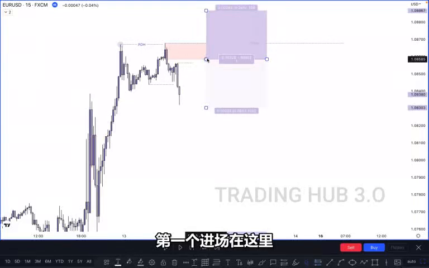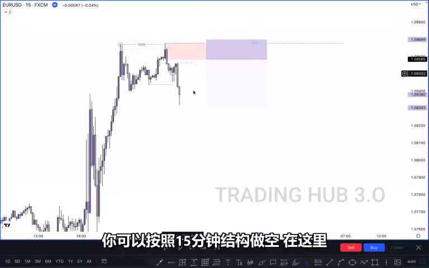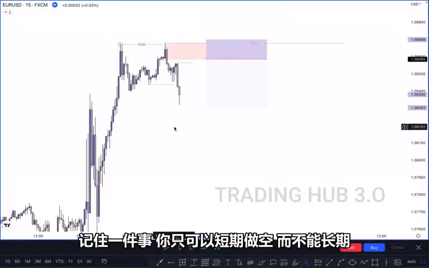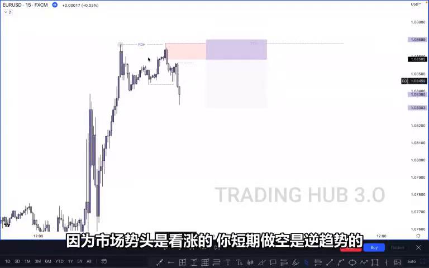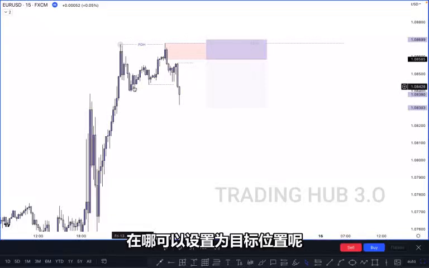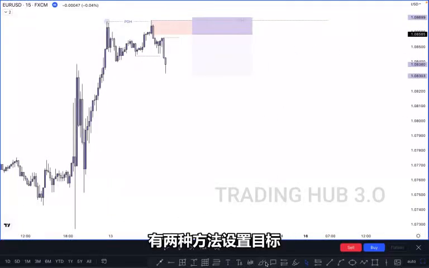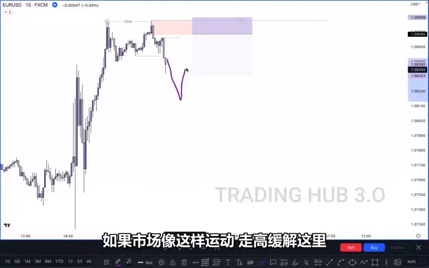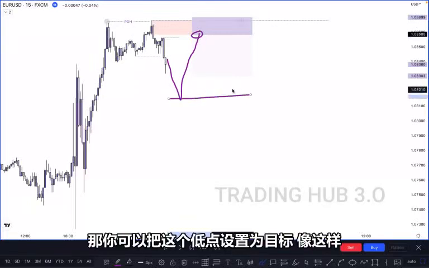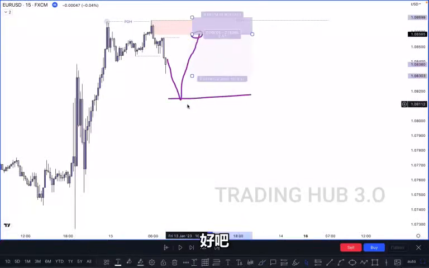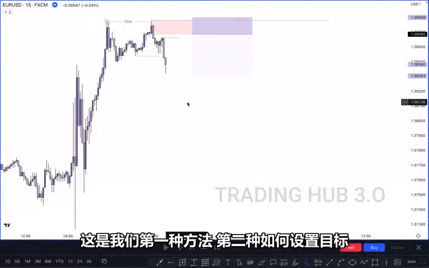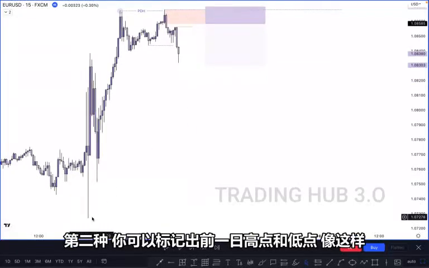First entry is here, you can sell as per the 15-minute structure, and this one is here. And remember one thing: you can sell for the short term, and this is not for the longer term, because market momentum is bullish and you are selling a short term counter trend move. And where can you set your target? You can target in two ways. First one is here: if the market moves something like this and then again goes to a higher high and mitigates this one, you can simply target this low like this. So this one is our first target. And the second target, how can you set it? For the second target, you can mark the previous day low and previous day high, which one is here, right?